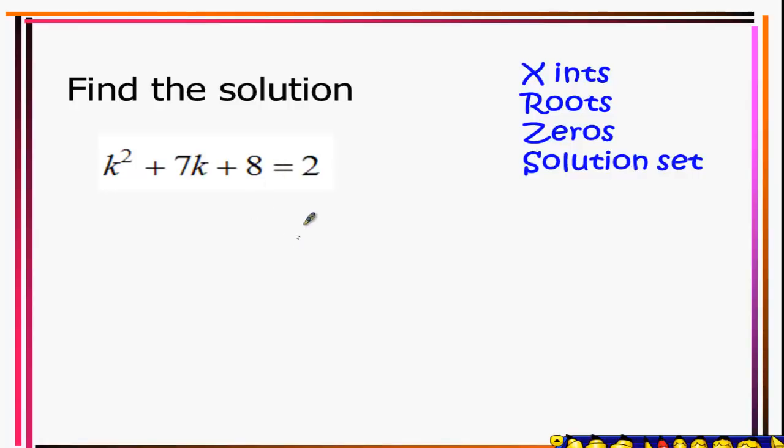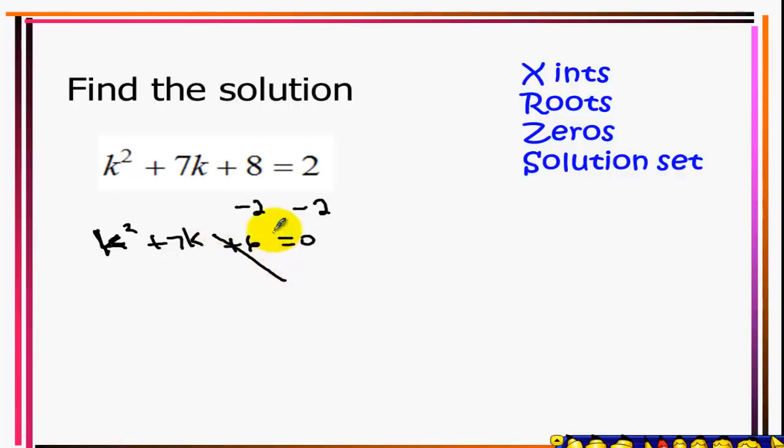So again, we are going to make the right side equal to 0. So we subtract 2 from both sides. You will have k squared plus 7k plus 6 equals 0. So we are going to solve this quadratic equation. We are looking for the values of k so that this will be equal to 0. So we are going to use factoring.